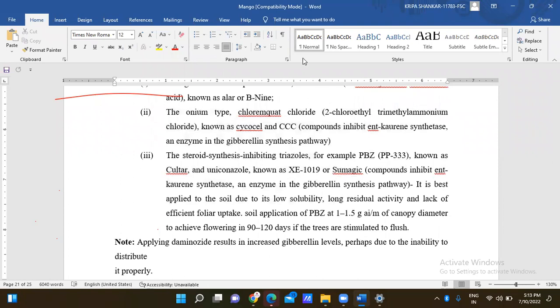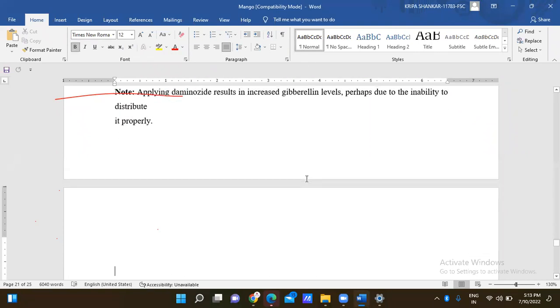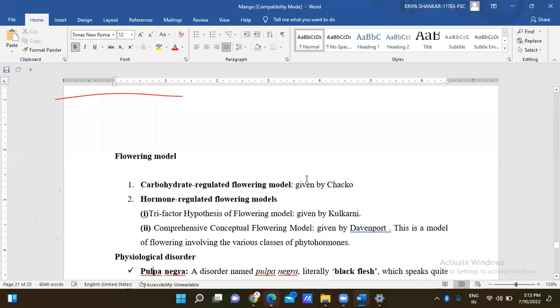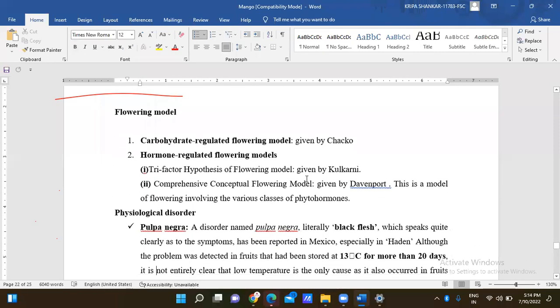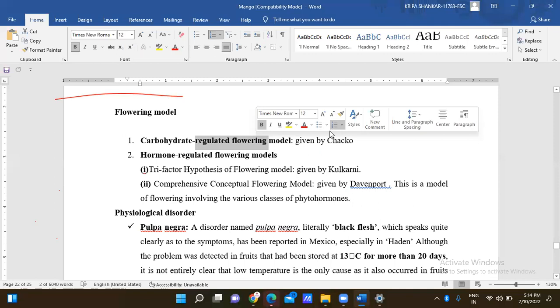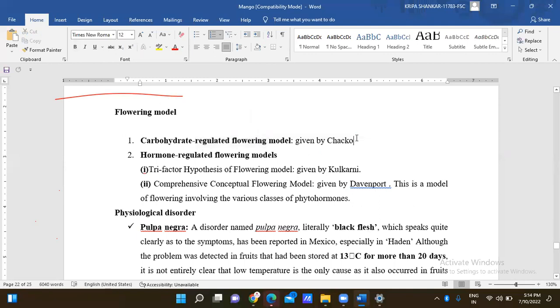Learn what the concept is. Because of lack of time, I'm not discussing it; in just 3-4 minutes we'll conclude. This you should remember, the flowering models. There are two different models of flowering in mango. One is the carbohydrate regulated model, which is given by Chako. You should remember the scientist's name.